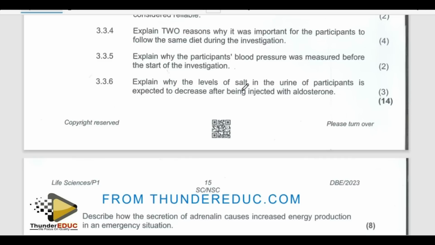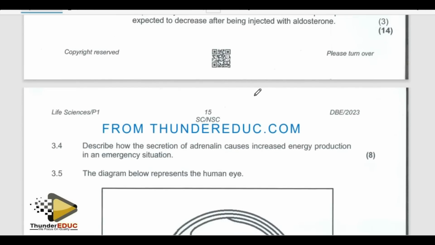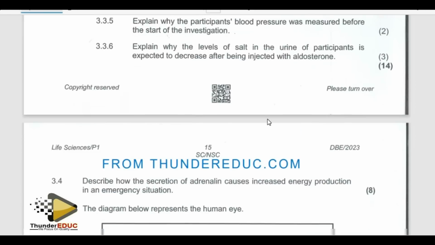So basically it is to compare the results or reference point. Explain why the level of salt in the urine of the participant is expected to decrease after being injected with aldosterone. Don't forget, the function of aldosterone is to stimulate the nephron, so that there is more reabsorption of this salt back to the blood. It means that you have less salts in the urine, and more will be reabsorbed back.